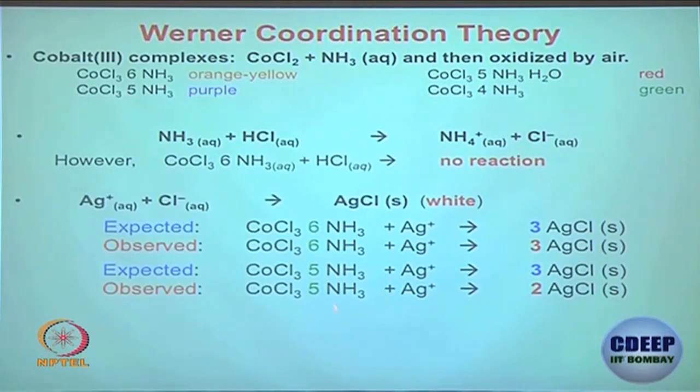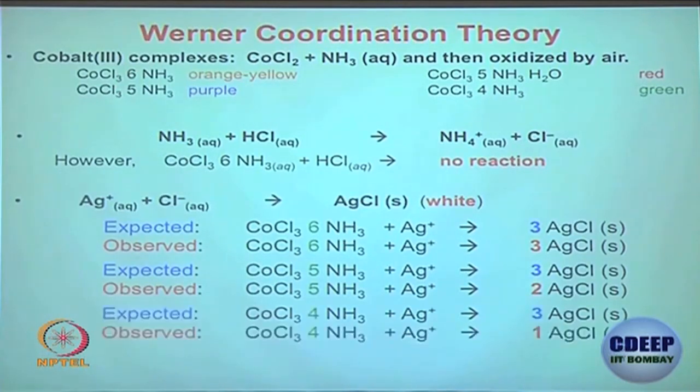Although three chlorides are there, only two chlorides are accessible. That is how you can clearly see between the first and, let's say, the second compound, you already have some sort of discrimination. Three chlorides are accessible in one, only two chlorides are accessible in the other.